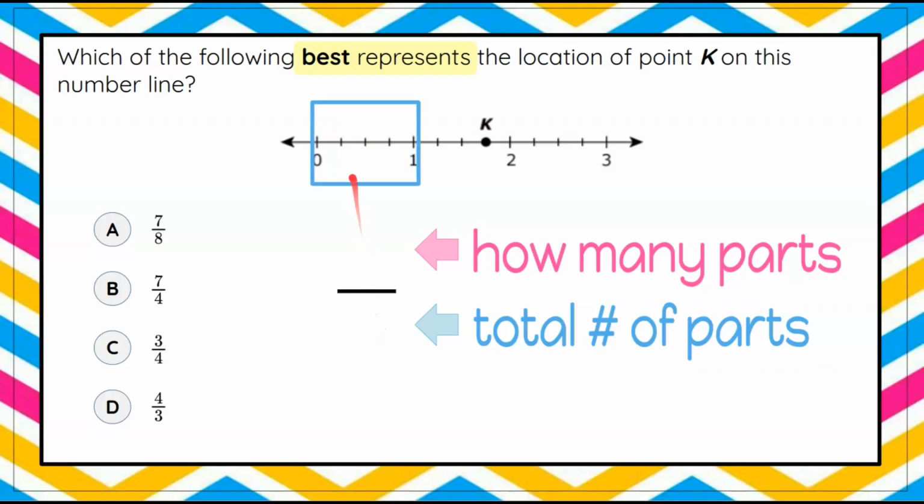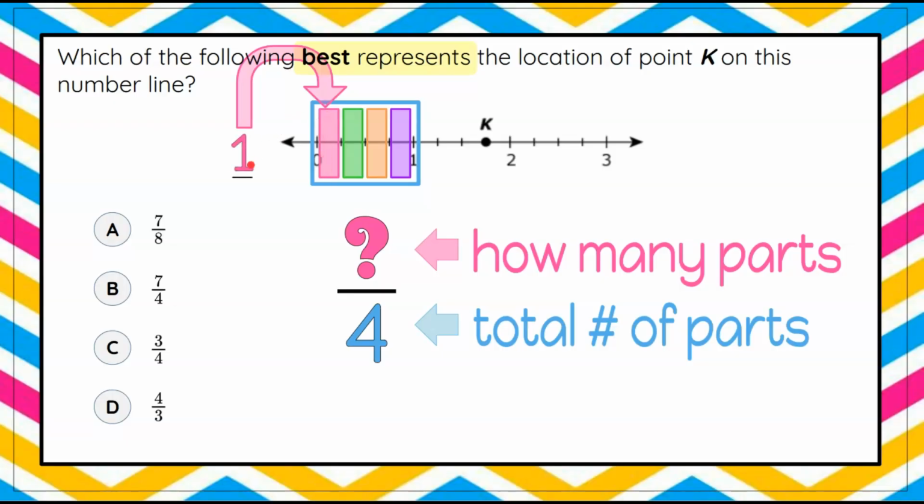So when we look at this, I can see that one whole here has been divided into 1, 2, 3, 4 sections. So the total parts is 4. And we want to determine how many parts of those 4 are K. So when we look at this bar right here, this pink, represents 1 part out of 4 parts.